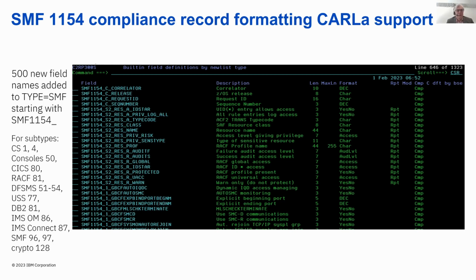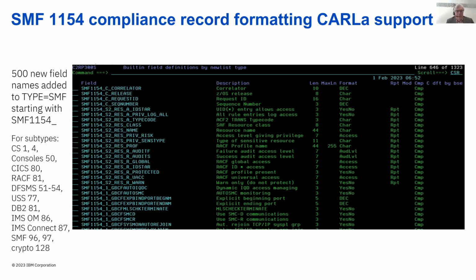Now in the SSE we get a bunch. So this is the second batch of SMF field names, you could say. The first one was already in the previous release. So this is the second batch with more than 500 new field names. They all start with SMF 1154 underscore. The logic is that we try to use the same field name in Carla as it has in the mapping macro in the SMF manual. So that's where all these names come from.